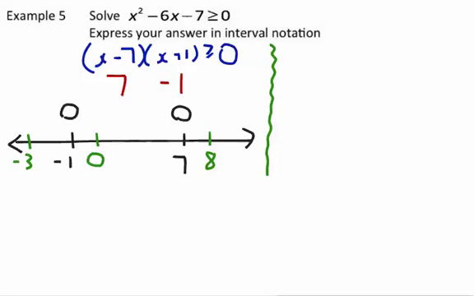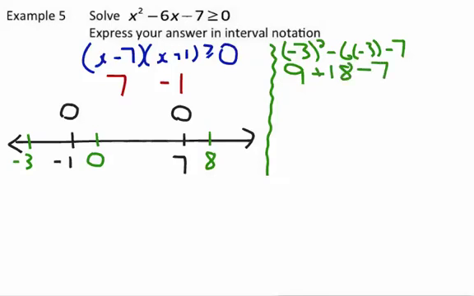So off to the side, I'm going to do some calculating. I'm going to start with negative 3. I'm going to substitute it into x squared minus 6x minus 7. And from there I'm going to work it out and see if I get a positive or a negative. Negative 3 squared is 9. Negative 6 times negative 3 gives me plus 18. And minus 7 will give me 20. 20 is a positive number, so I know when I plug in a negative 3, or anything on that side of negative 1, I'll get a positive out as my answer.